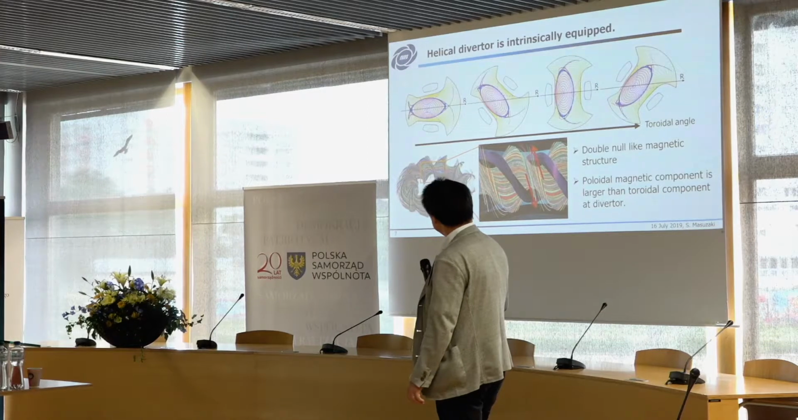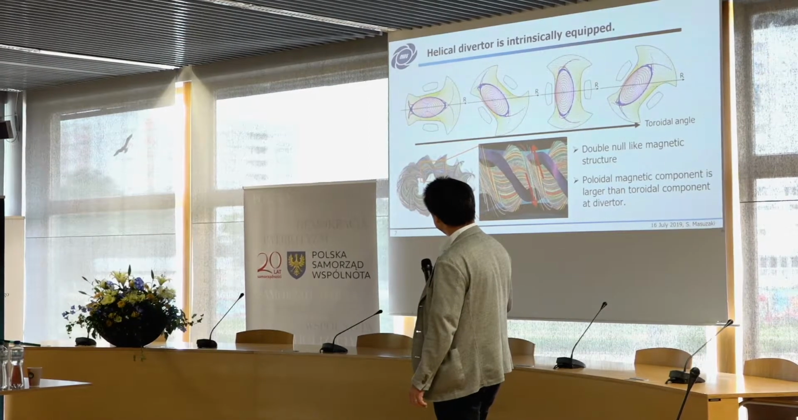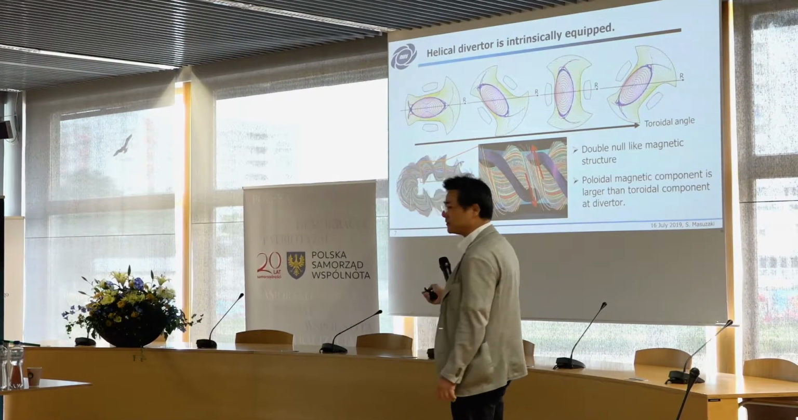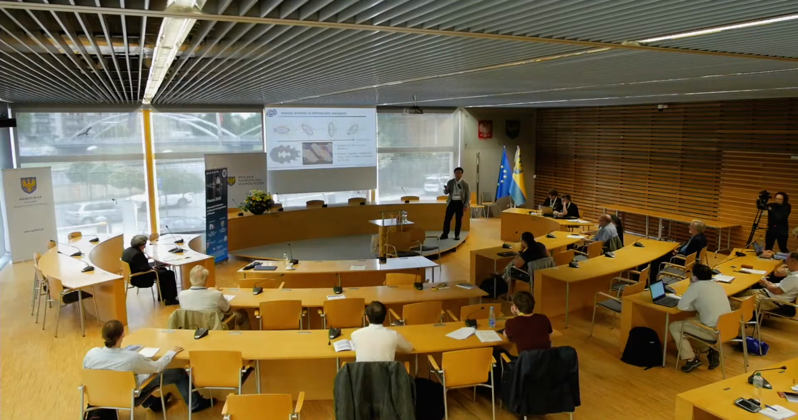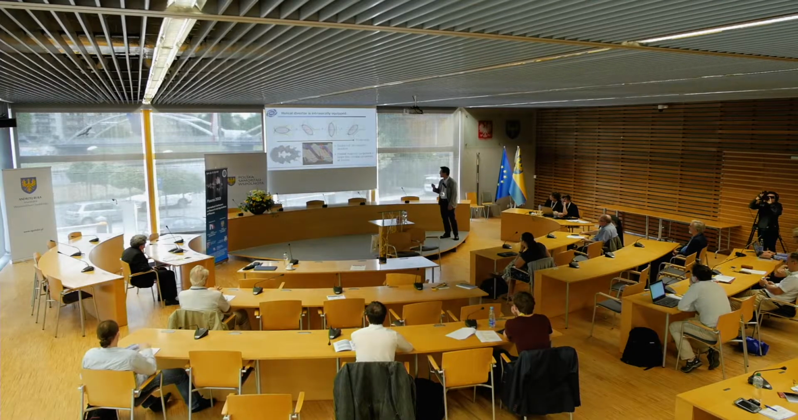As I said, the divertor field line structure is generated by the field lines surrounding the helical coil. As a result, the divertor field line direction is almost toroidal. This is a unique characteristic of the helical divertor, different from the toroidal divertor in tokamaks and the island divertor in Wendelstein.